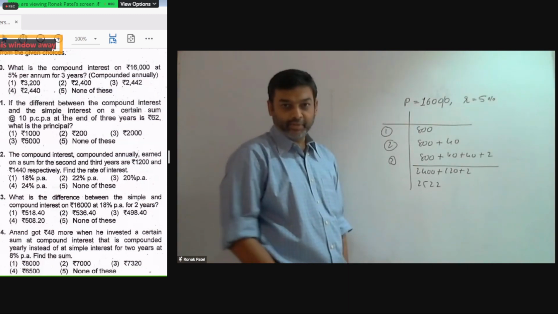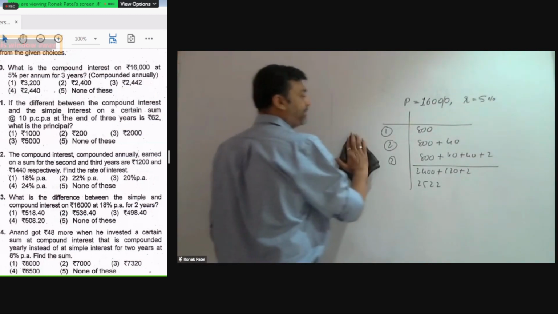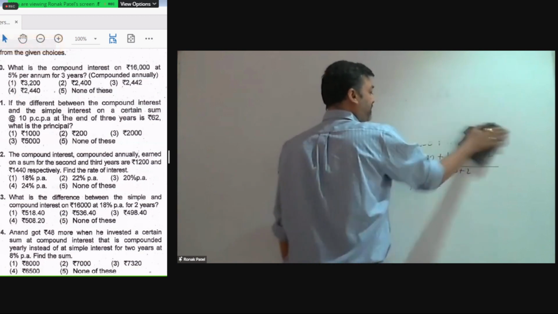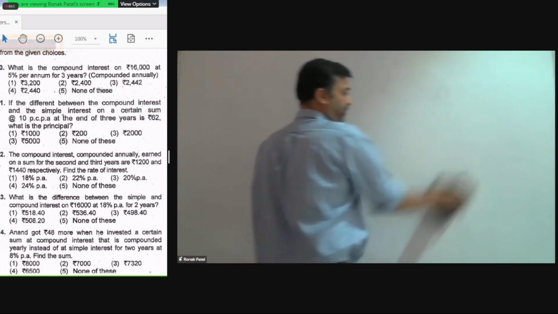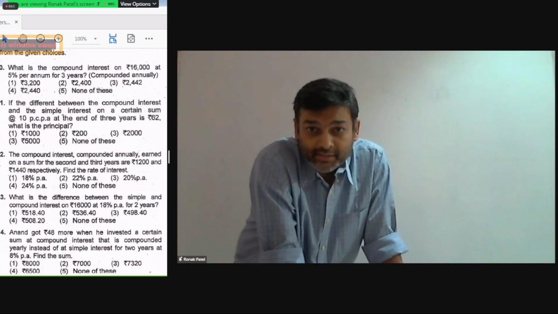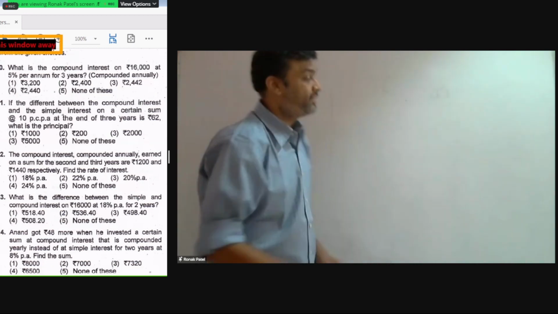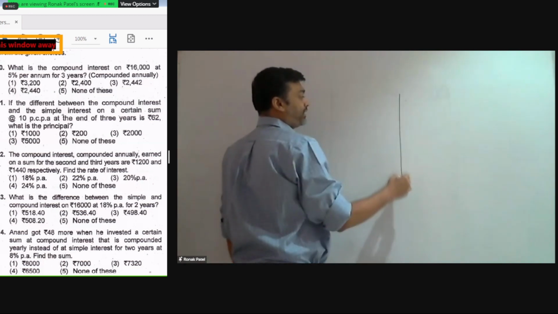So next one, try 11th number. That we did, difference between the compound interest and the simple interest is given. See, the difference between the compound interest and the simple interest on a certain sum of money at 10% per annum at the end of 3 years is 62. What is the principal? You are given at the end of 3 years, difference is 62. How to do this?